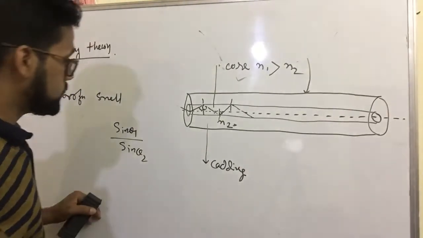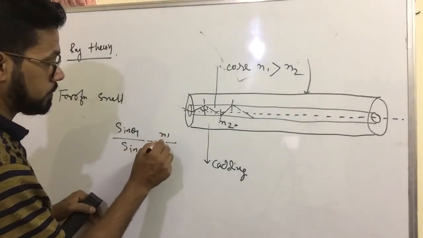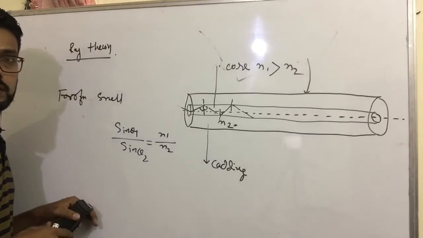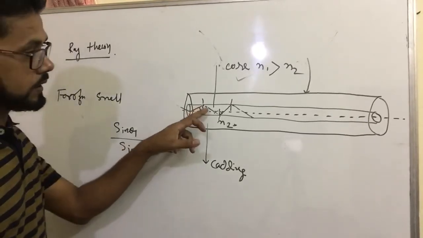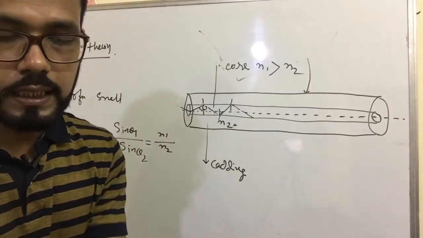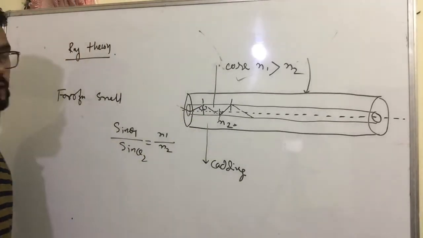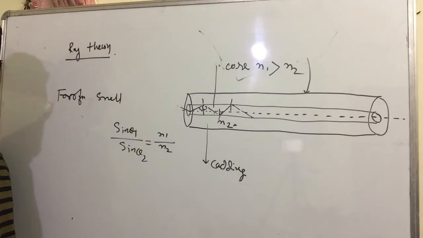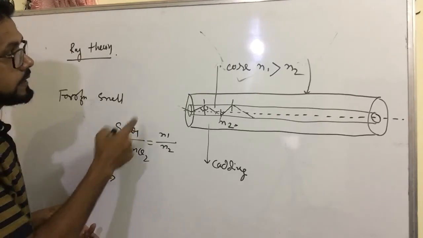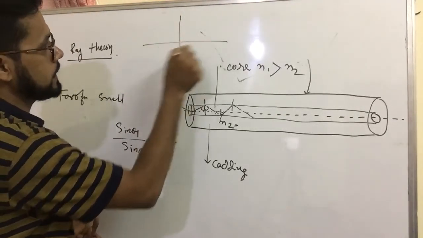Theta 1 and theta 2, we know the refractive index n1 by n2. Clear? This is from Snell's law. Now suppose theta 1 is the critical angle, but the incident angle is theta 1. At the critical angle, suppose here you can easily understand.